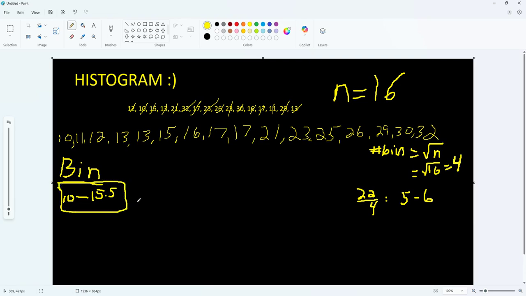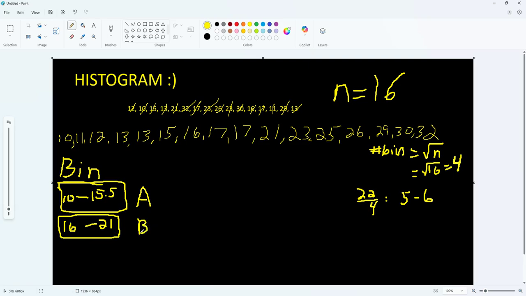That's my first bin. I'm going to call it bin A, just so that makes my plotting easier. You can keep your bin as 10 to 15.5 if you want to, but you don't have to, as long as you know that your bin is between 10 and 15. Then I'm going to need another 5.5, so it's going to be 16 to 21. That's going to be bin B.